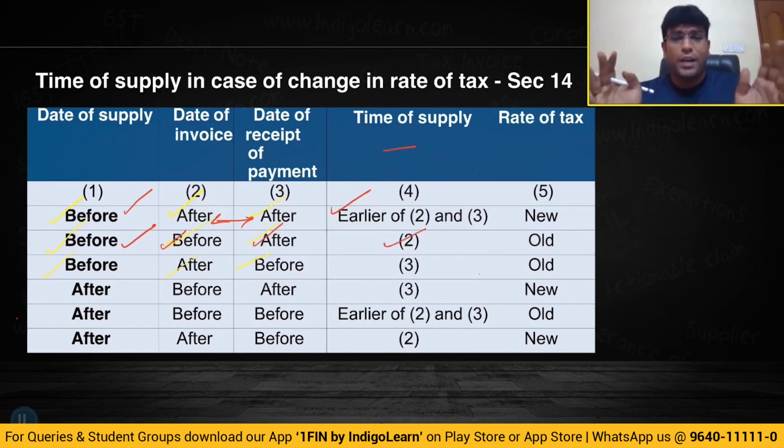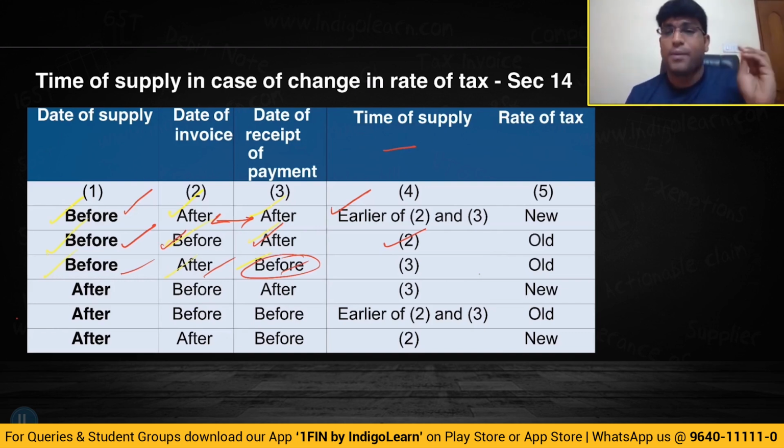That's because one point I'll tell you. If supply is before, invoice is before, payment is after, then invoice is the time of supply, sir. Next case, before, after, before, then this only becomes time of supply. The logic is very simple, sir. Whatever is going with supply, that becomes time of supply. And if nothing goes with supply, that means supply is before, balance 2 both are afterward. Then balance 2 whichever is earlier, that becomes time of supply.